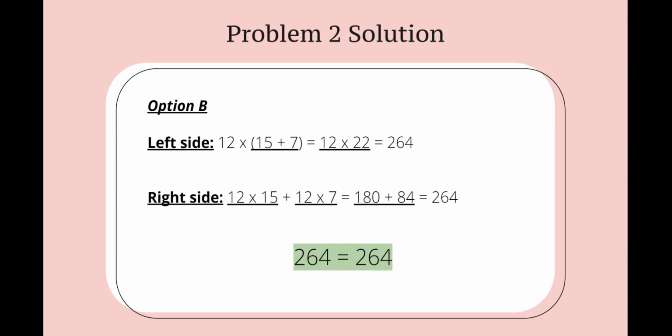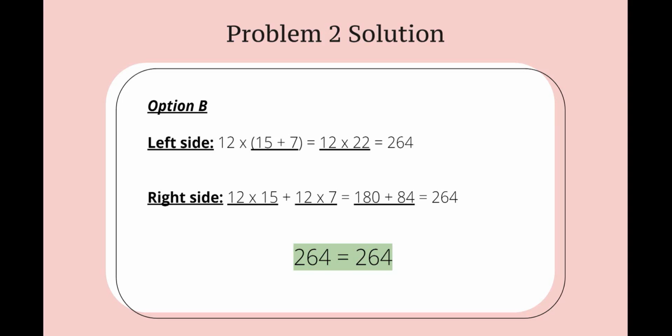Next, we look at option B. We begin by solving the left side. First, we solve what's inside the brackets. 15 plus 7 is equal to 22. Then we multiply 22 by 12. 12 times 22 is equal to 264.